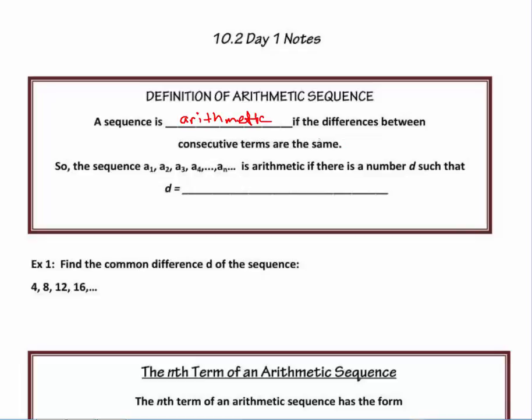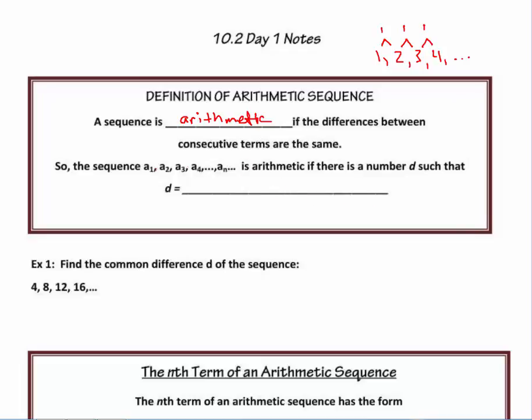Okay, that sounds a lot like arithmetic, right? So a sequence is arithmetic if the difference between consecutive terms is the same. So if we have a sequence like 1, 2, 3, 4, dot dot dot, well, between each of these terms, the difference is 1, right? Okay, so that's an example of an arithmetic sequence.